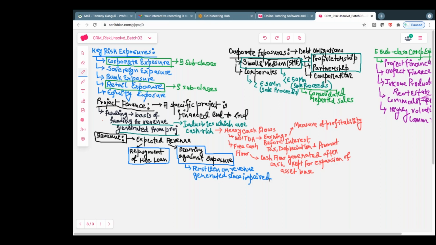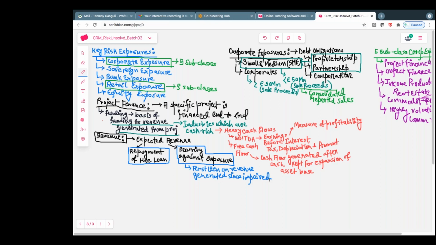So even under a situation of impaired or crippled revenue, the bank will have a first lien once the state of impairment is detected. Over here, this expected revenue, this cash flow, is used as a repayment method. You are repaying the loan using the revenues being generated, and on the other hand, in the situation of an impairment, you are using it again as a security against this exposure. So that's something we have over here.